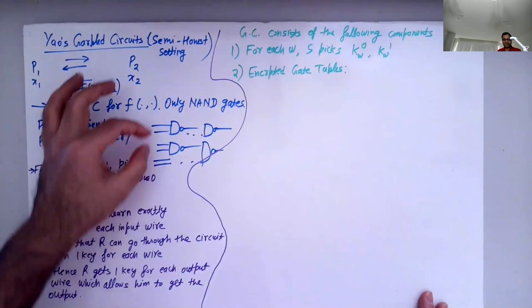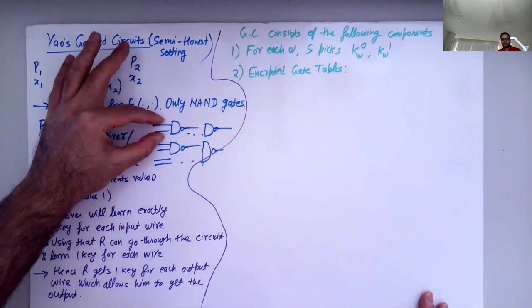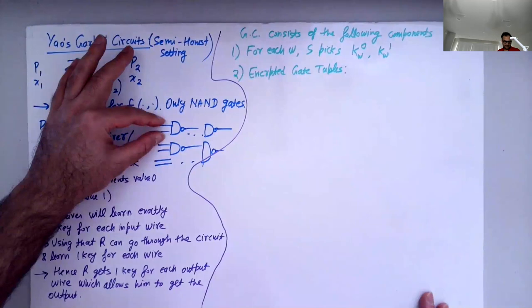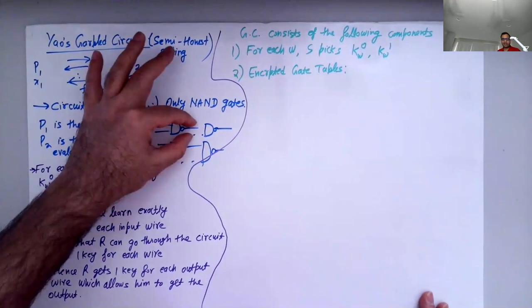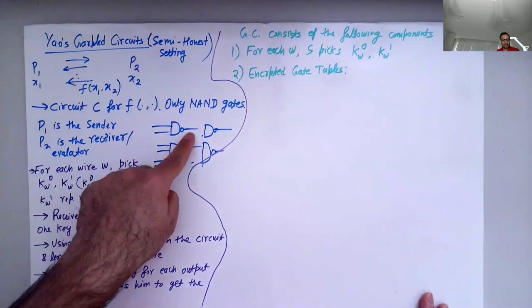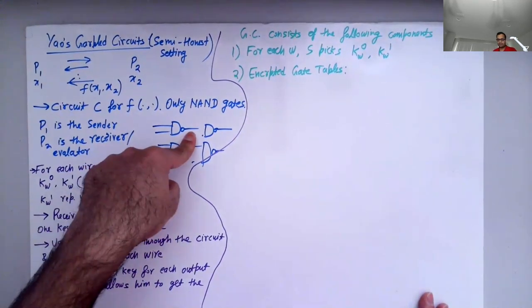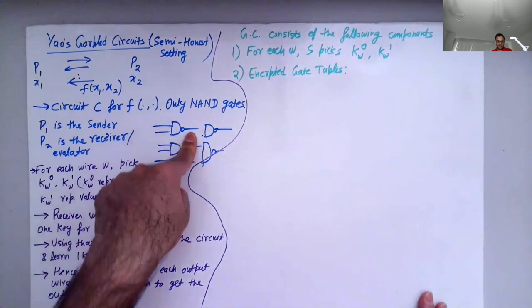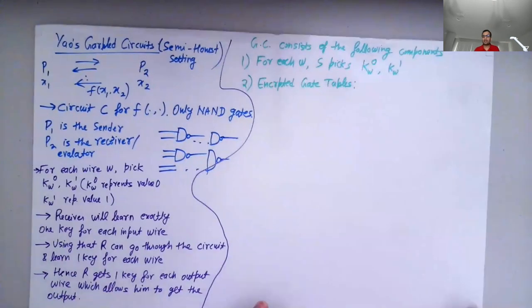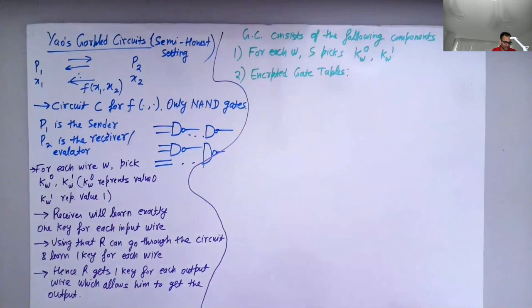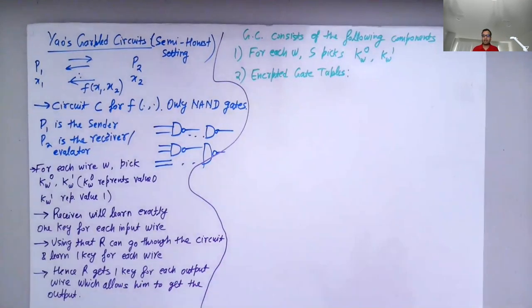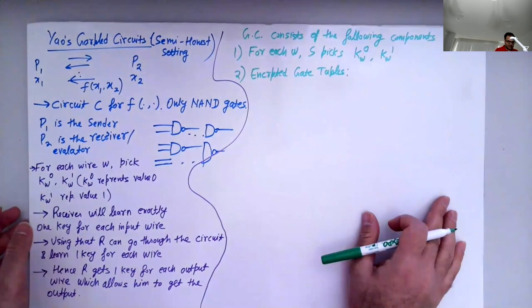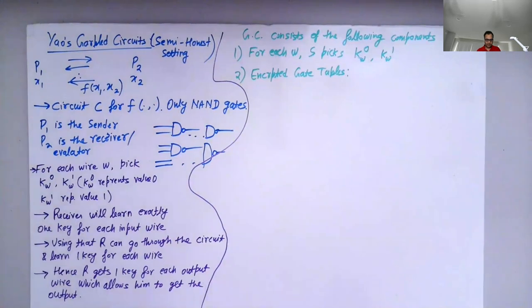So suppose the receiver gets one key for each input wire. Next, we would like to let the receiver learn the relevant key for the next wire. And how does the receiver do that? So the receiver has two keys here, and we want the receiver to learn the right key for the intermediate wires. So encrypted gate tables allow you to do that.